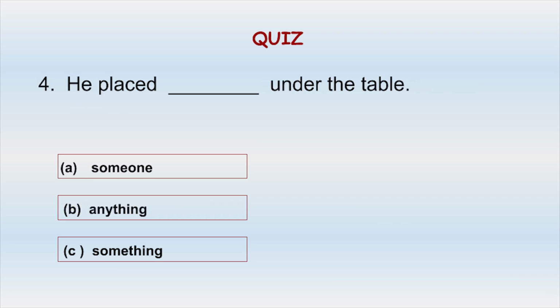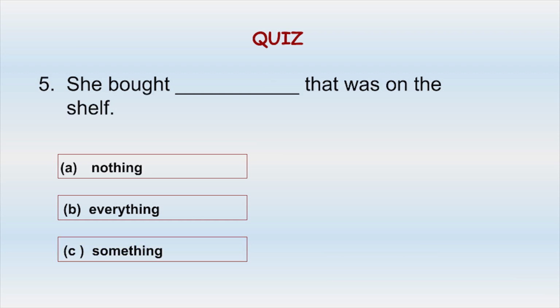Number 4. He placed blank under the table. Is this someone, anything, or something? The answer is something. He placed something under the table. Something means an unknown object. Number 5. She bought blank that was on the shelf. Is it nothing, everything, or something? Our answer is everything, which means all the things that were on the shelf she bought.